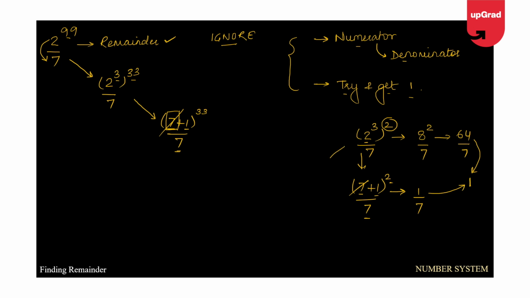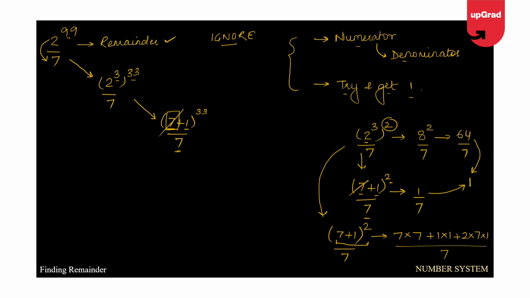There can be one more approach to it. Let's see what. So 2 cube is 8. 8 is 7 plus 1 to the whole power 2 divided by 7. Now this is in the form a plus b whole square. So I can actually write a square plus b square plus 2ab and completely divisible by 7.